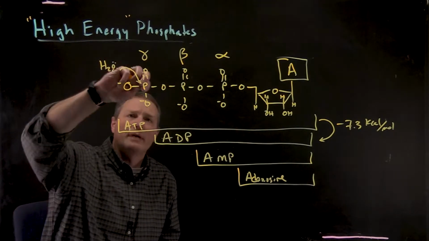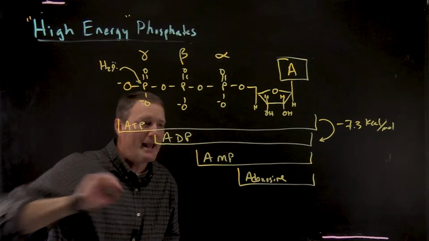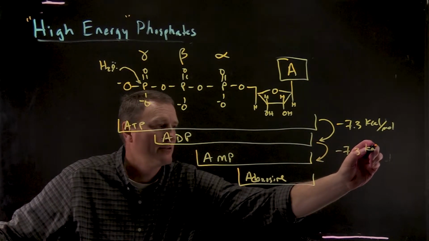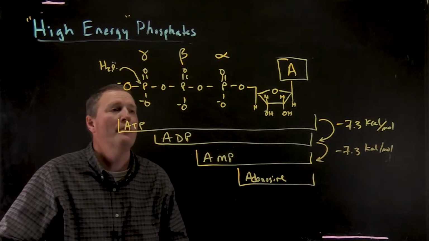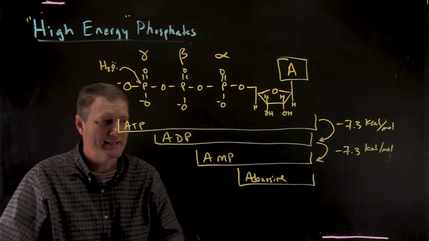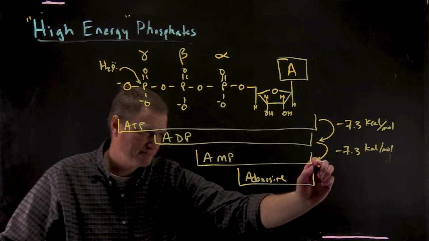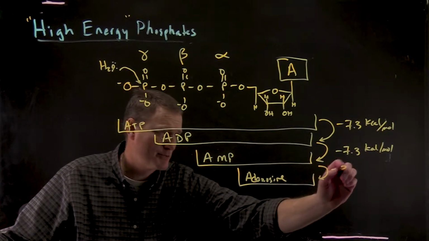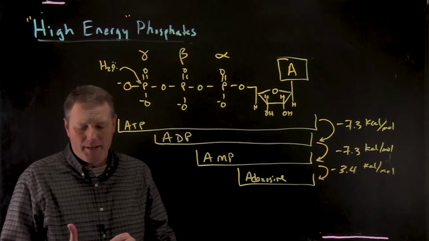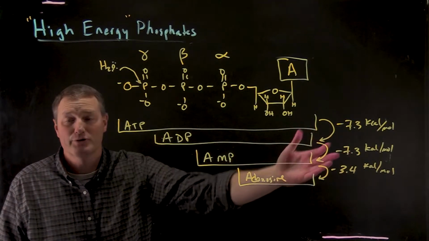If I were to have the gamma phosphate off and start with ADP and now chop off the beta phosphate to give me AMP, that also liberates approximately 7.3 kcals per mole. Finally, if I was just at AMP and I wanted to chop off this alpha phosphate just to give me adenosine, because I only have one phosphate and there's no negative charge repulsion here, I don't get quite as much energy. This is actually minus 3.4 kilocalories per mole.